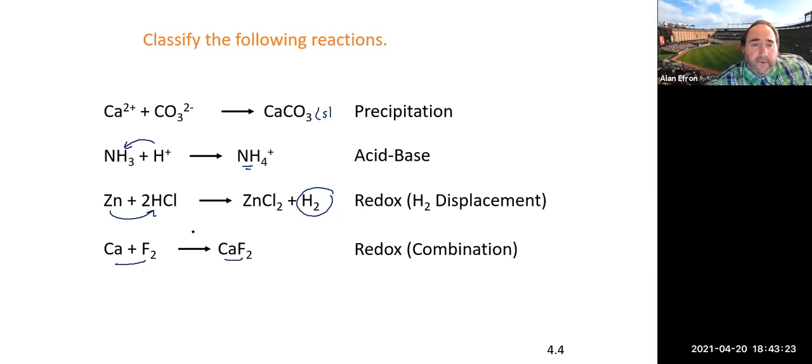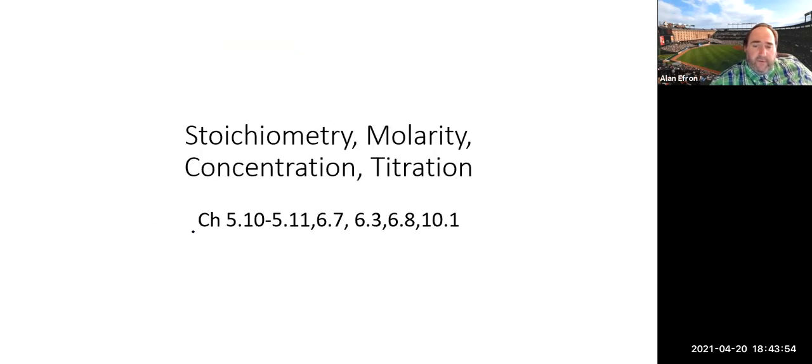Okay. So we're now going to switch into the next lecture notes. It covers a variety of different chapters, but we're going to talk about stoichiometry, using equations and balanced equations and grams and moles to do calculations from equations. We'll also talk about molarity and concentration units, so things like molarity, mass percent. We'll also talk about titrations here. This is a new handout that's up on Canvas as well.